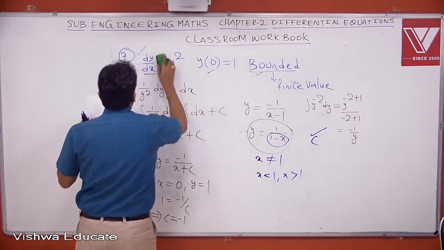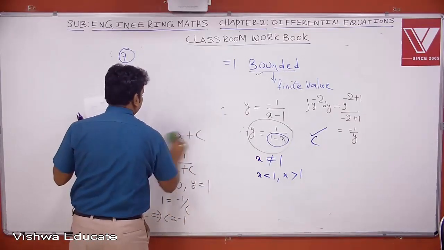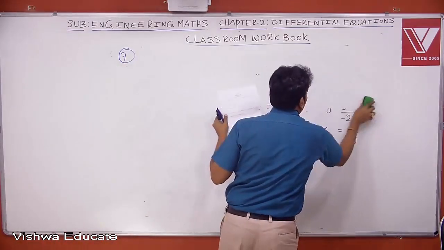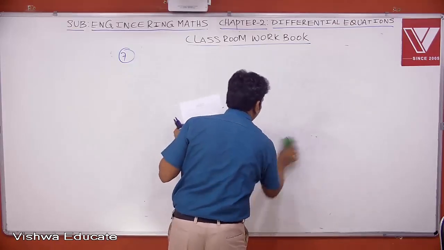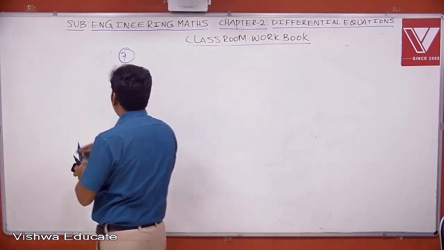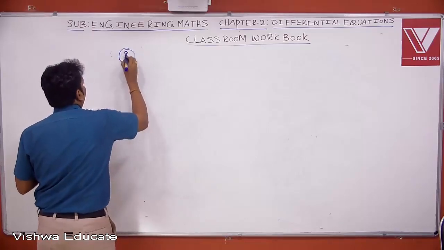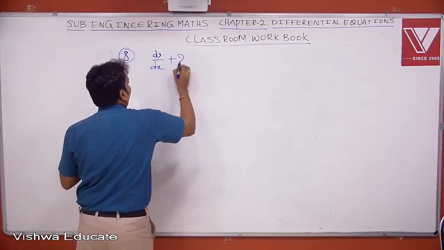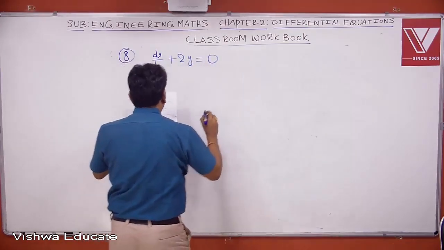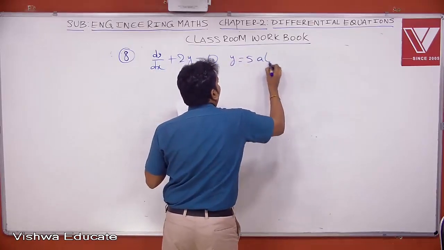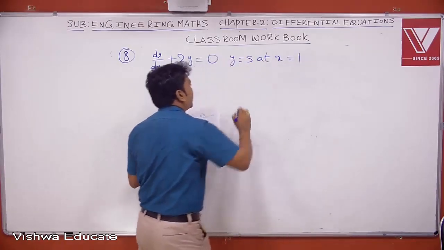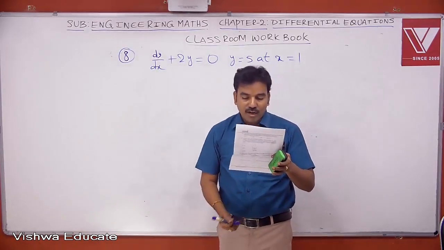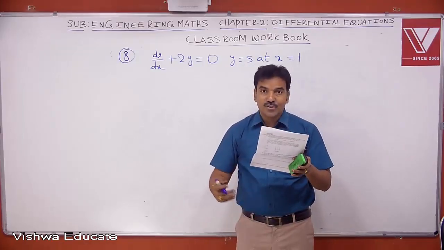Now let us discuss question number 8. The solution of dy by dx plus 2y equal to 0 for the boundary condition y equal to 5 at x equal to 1 is, options are given.